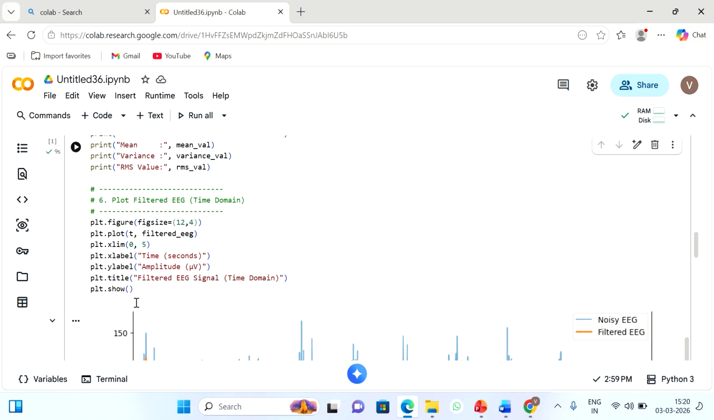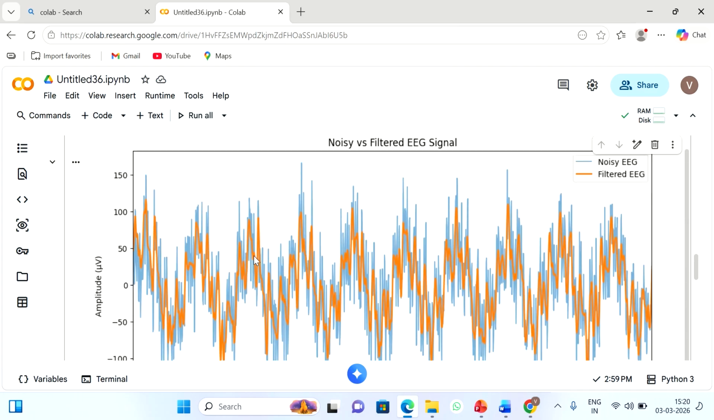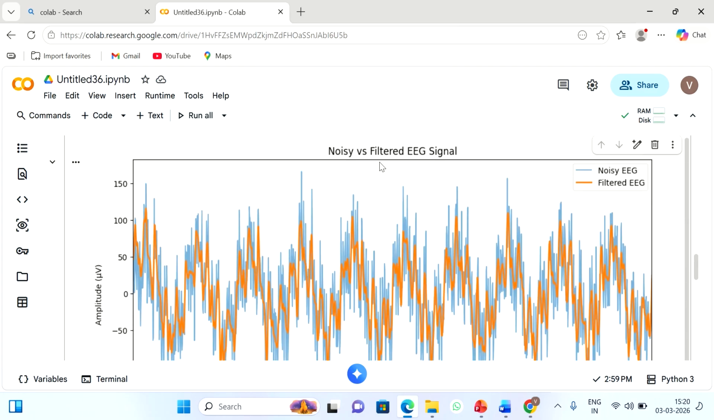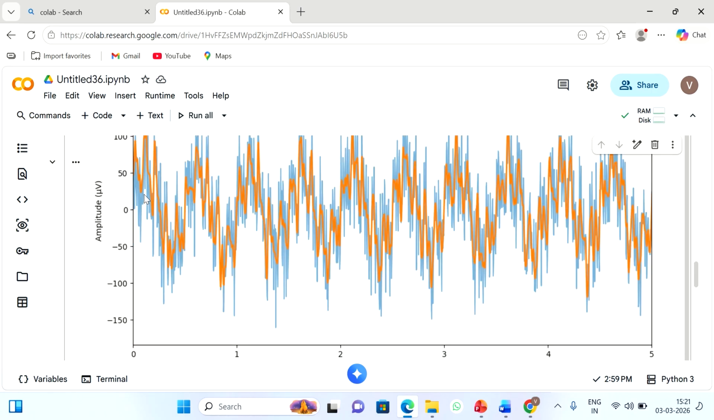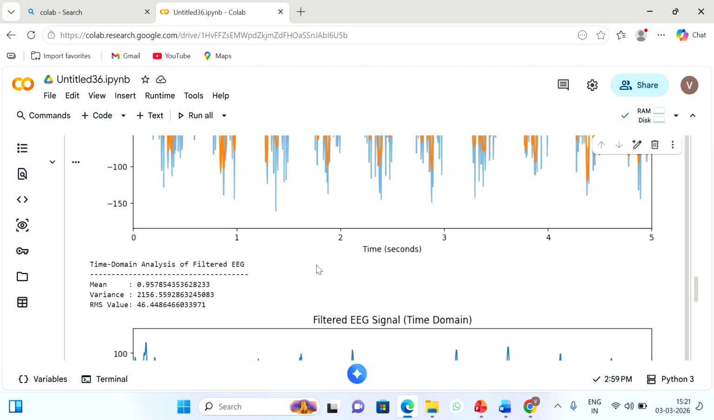So finally, what will we get? See the noisy versus filtered EEG signal. The blue signal shows the noisy EEG and the red signal is the filtered EEG. So how do they vary? Almost we get a confused signal here, so we need the filtering.